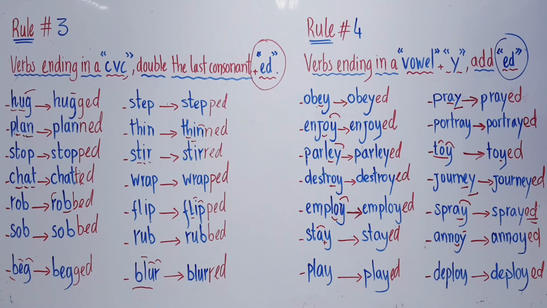Okay? Now, let's go. Stepped. Step. T is a consonant. E is a vowel. P is a consonant. So what do we have now? Before we add ED, what do we have? Double the last consonant. P is the last consonant. Stepped.